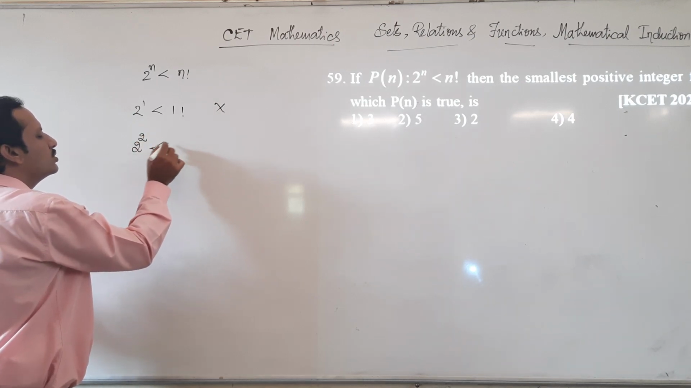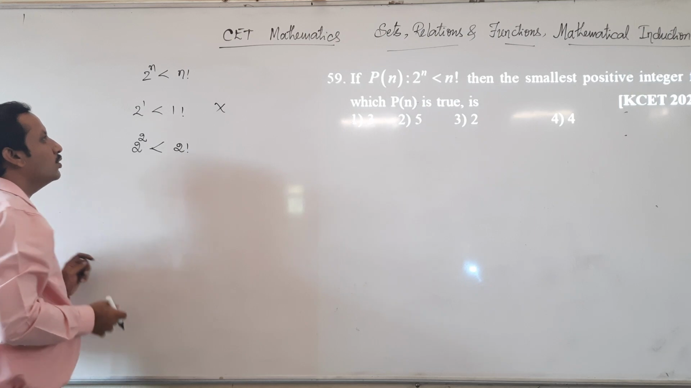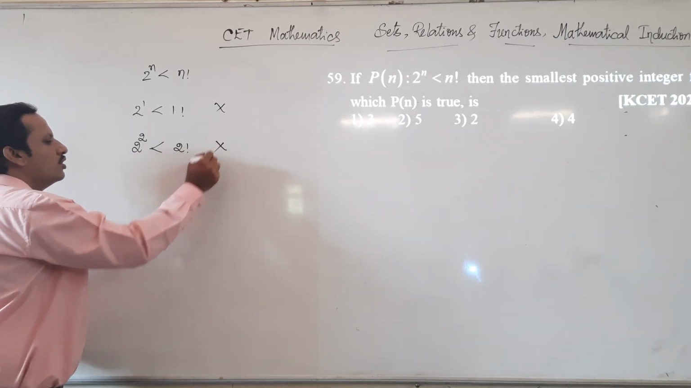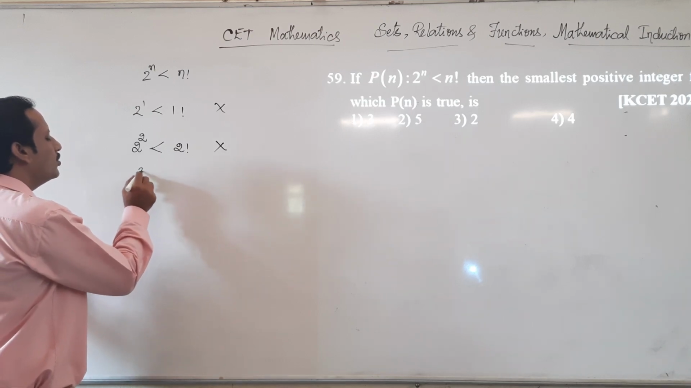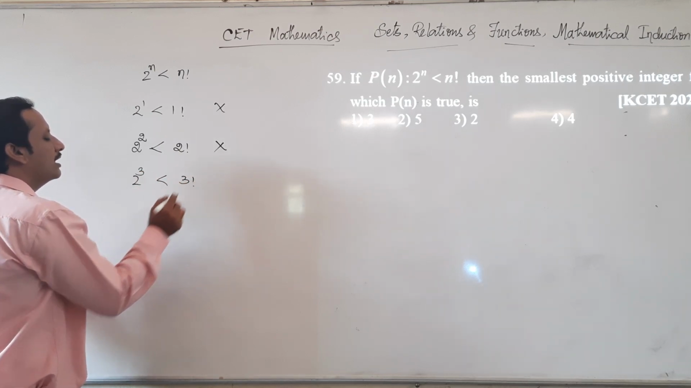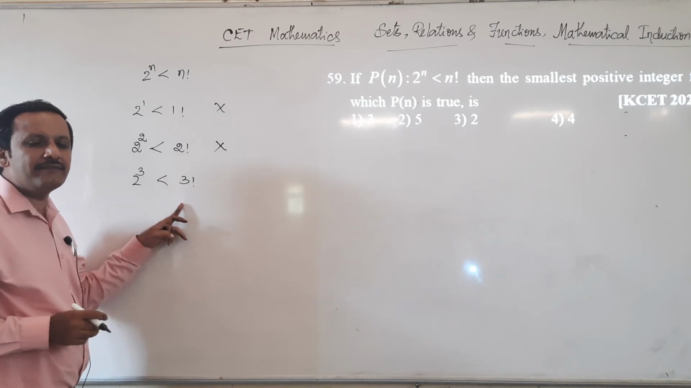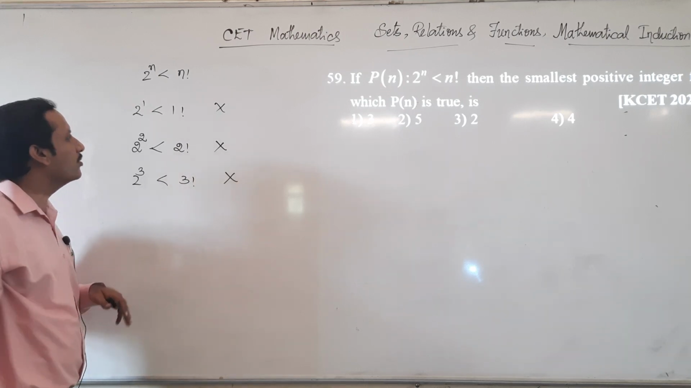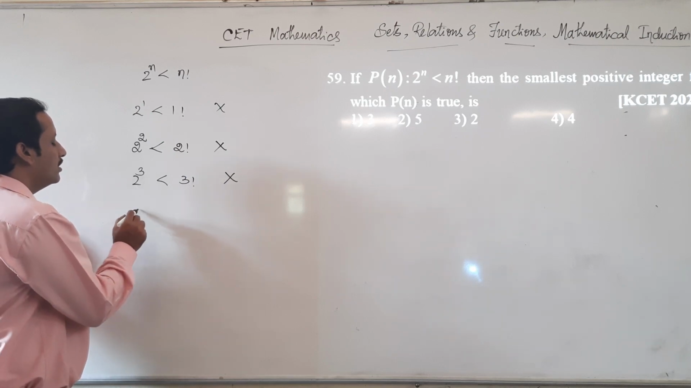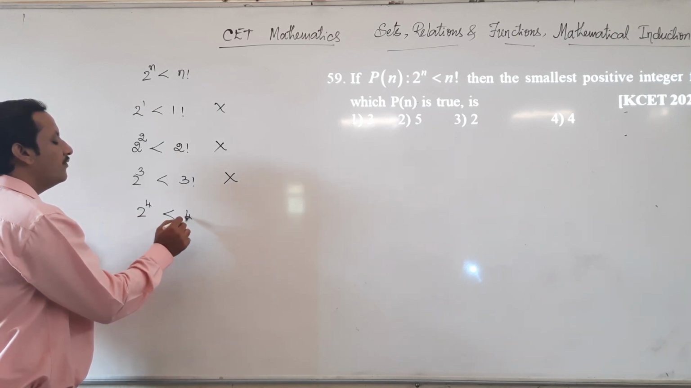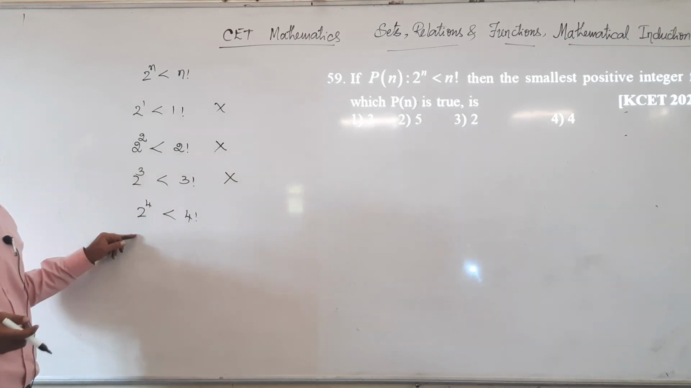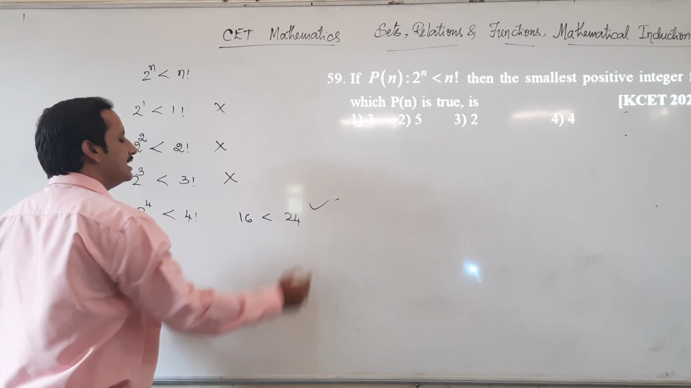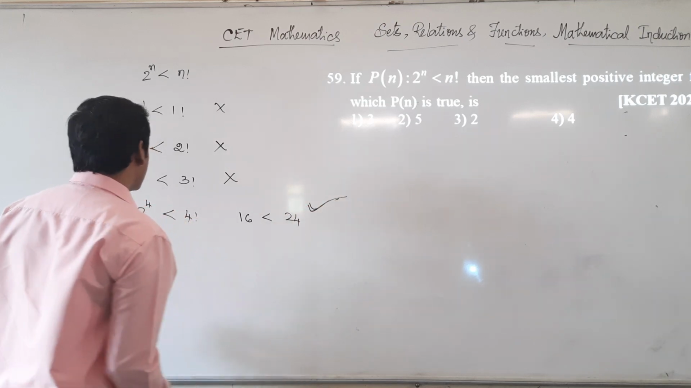Put n equal to 2. I'm going to get 2 square is less than 2 factorial. 2 square is 4, 2 factorial is 2. So this is not true. Put n equal to 3. 2 cube is less than 3 factorial. 2 cube means 8, 3 factorial means 6, 8 less than 6, not true. Put n equal to 4, 2 power 4 is less than 4 factorial. 2 power 4 is 16 and 4 factorial is 24, 16 is less than 24, this is right.